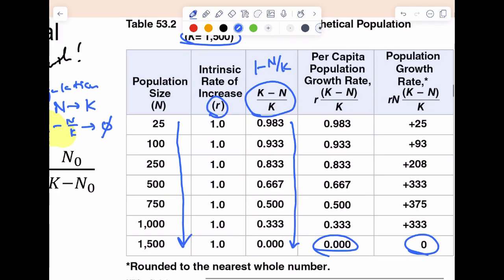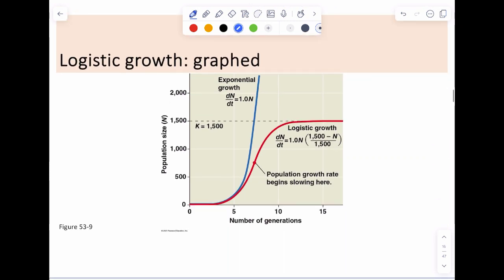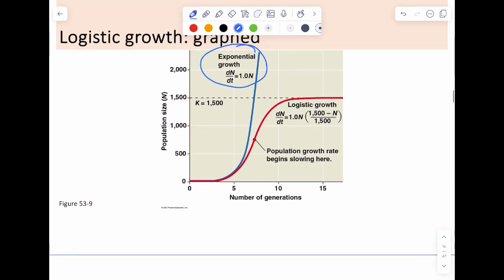How this looks in a graph is like this. Exponential growth just keeps on going. Logistic growth has a max. And we call that max the carrying capacity, which is symbolized as K.